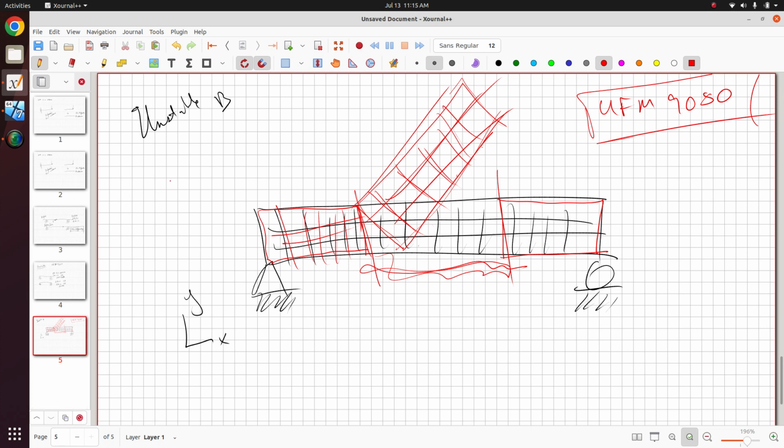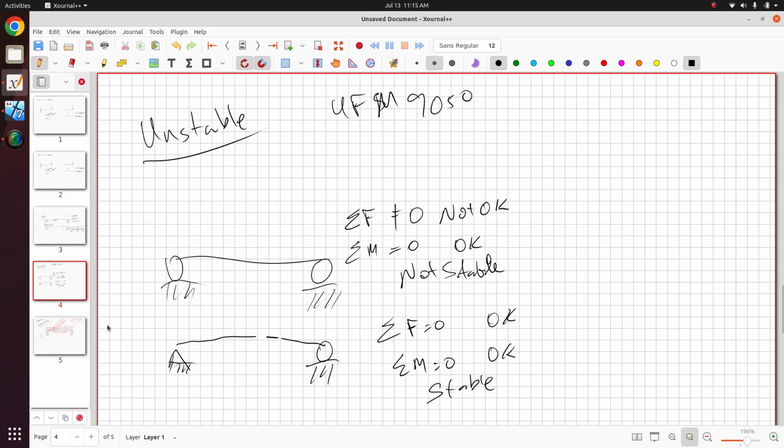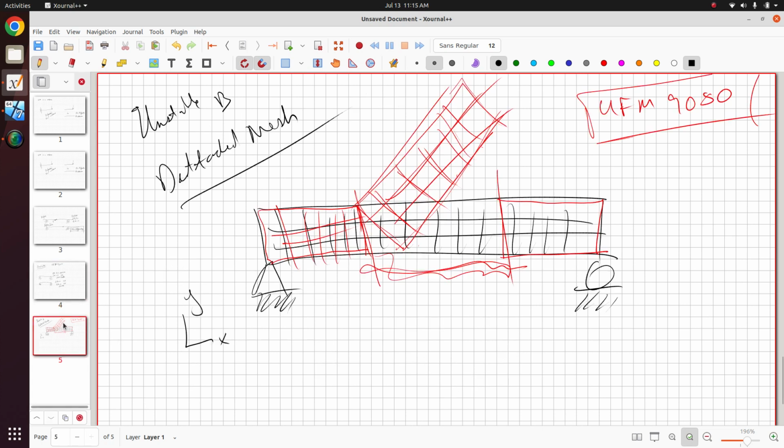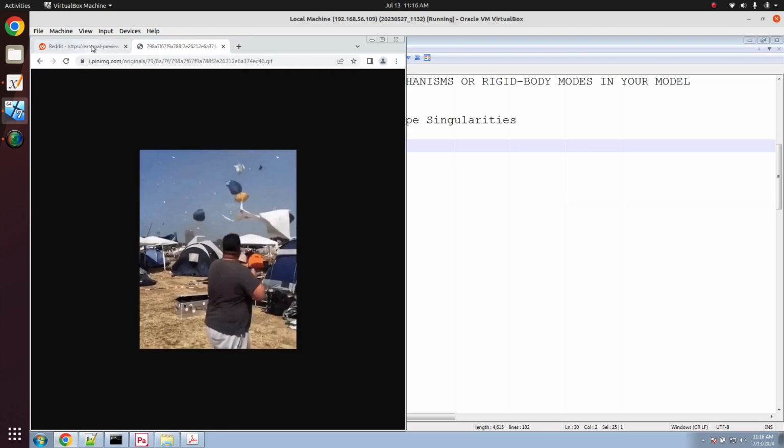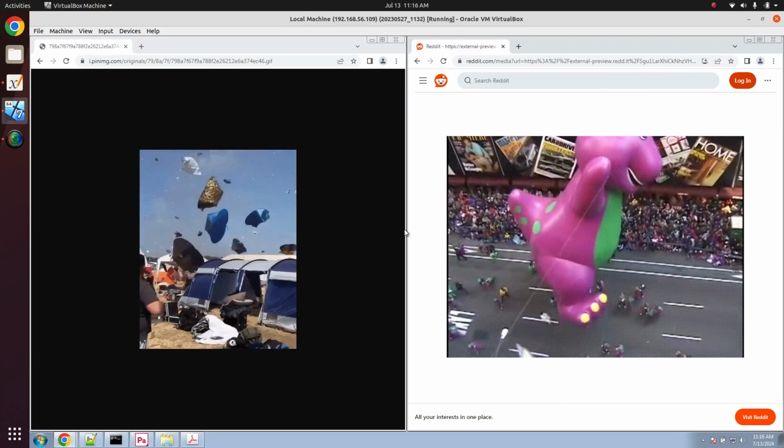I'll call this the detached scenario, or the detached mesh. So let's go ahead and write that: detached mesh. So again, if equilibrium is not satisfied, you get an unstable structure, you get user fatal message 9050. If a mesh is detached and it's not connected, this other loose mesh is also unstable, so you also get UFM 9050.